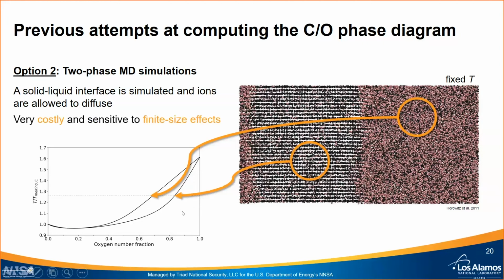The main drawback with this approach is that it's very computationally costly, and to make things worse, it's very sensitive to finite size effects. Because we have a liquid-solid interface here, it kind of breaks the symmetry of the system, so it makes it prone to finite size effects. And what we see in the literature is that those simulations are so costly that people don't seem able to push them to large enough systems to completely get rid of those finite size effects.